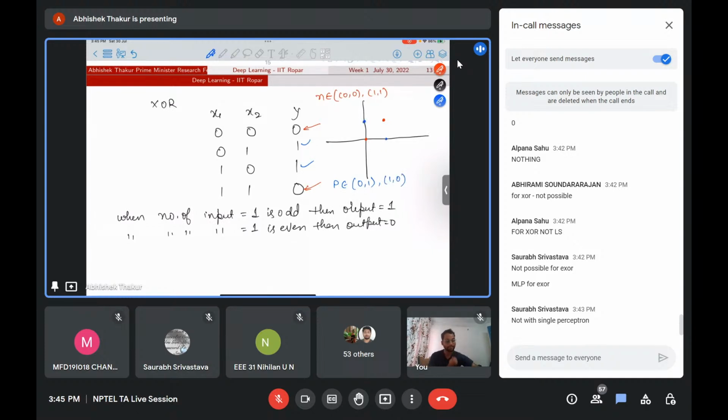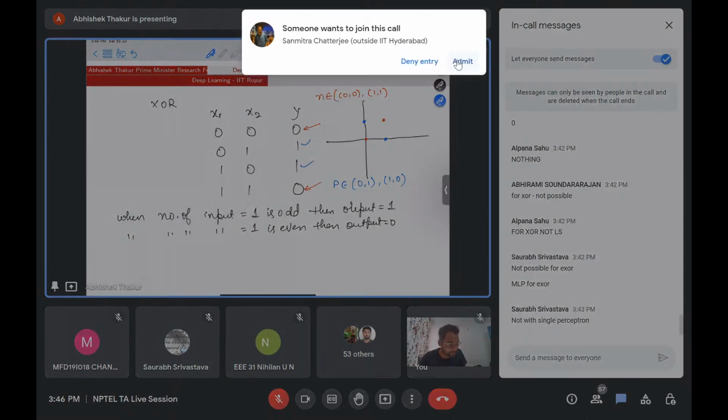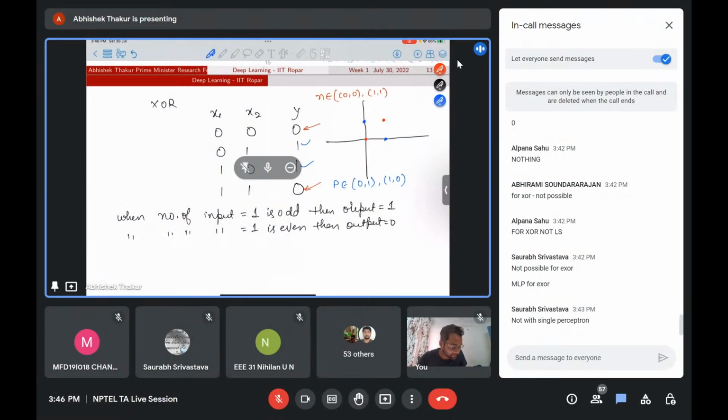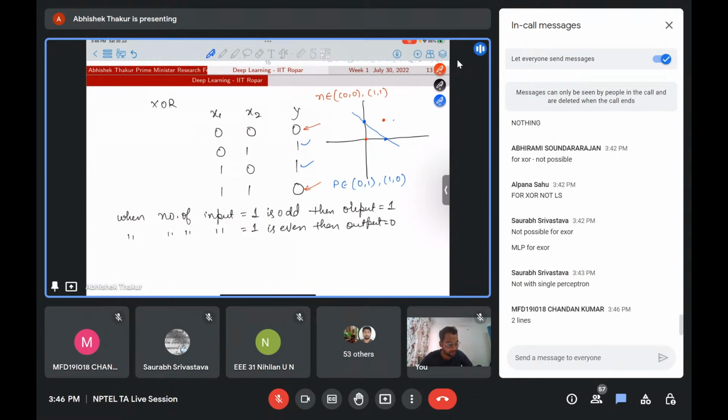So is there any line which can classify or separate the positive and negative points here? No. Yes, most of the comments say no, not with a single perceptron. That is correct. It requires a multi-layer perceptron that is taught in week 2. So that we will discuss later. But here we will see, is there any line which can separate? If we take this line, then it cannot separate, because on this side negative points are there, and on this side of the line also negative points are there.